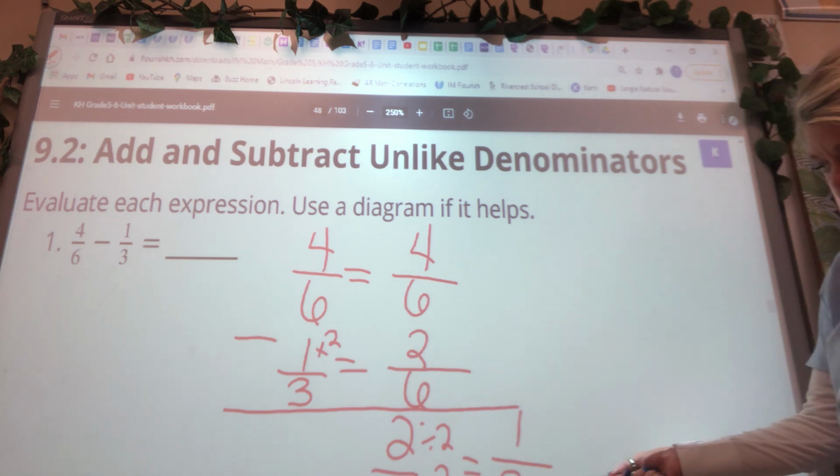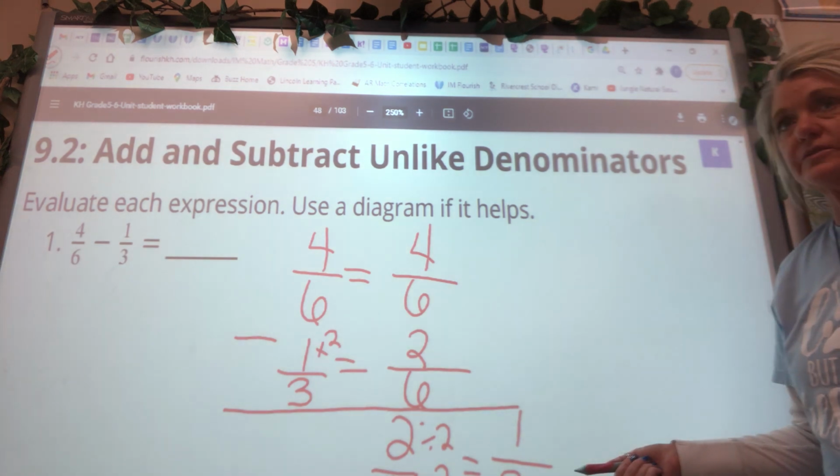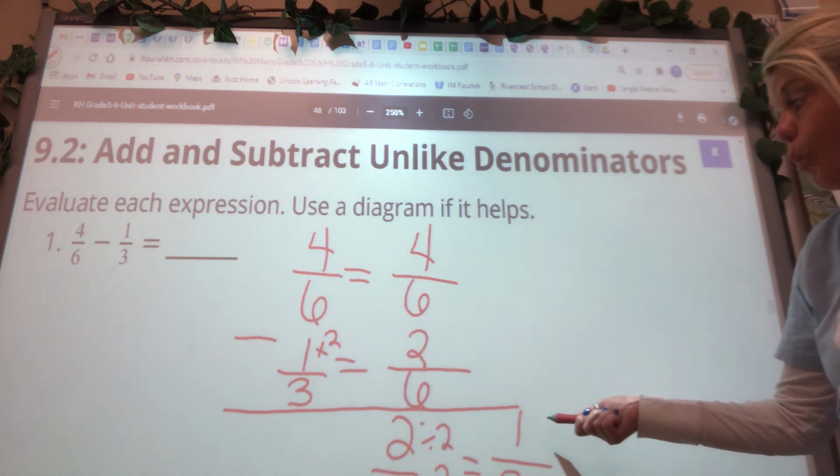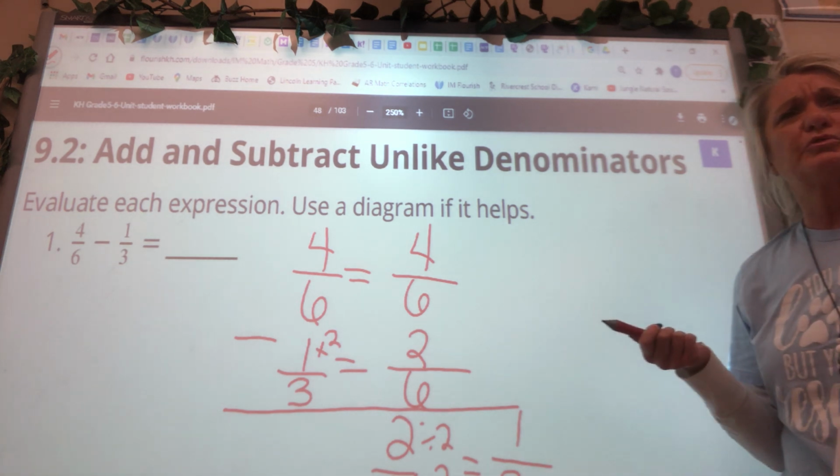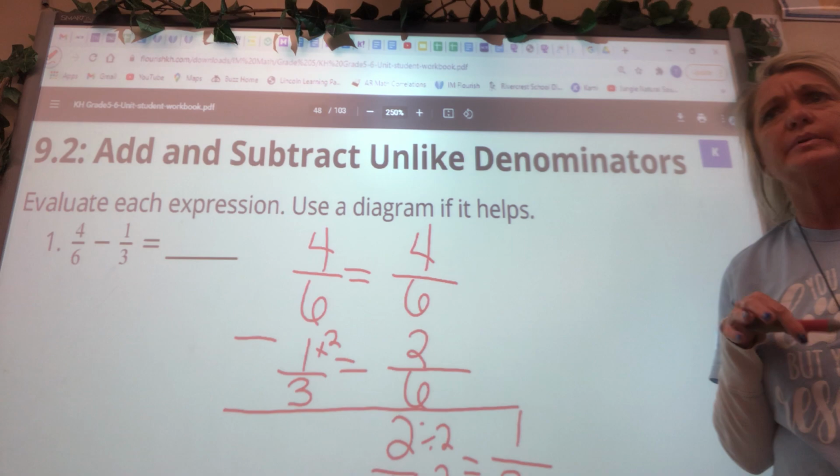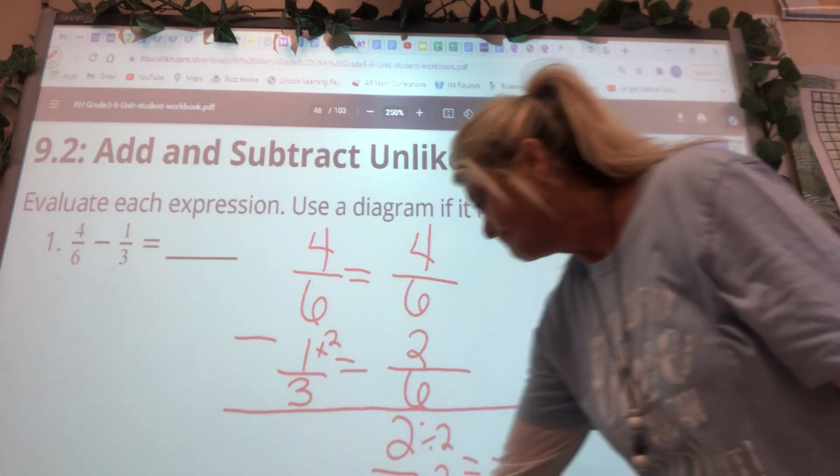Is that in simplest form? Yes, and I know it is for sure because it's got a 1 in it. Does a fraction have to have a 1 to be in simplest form? No.